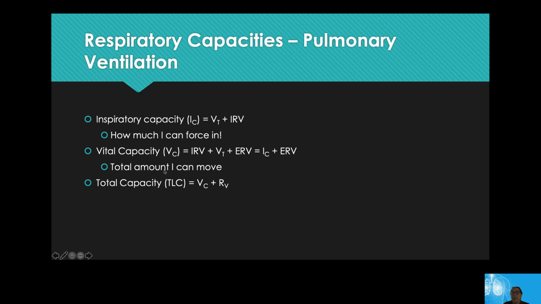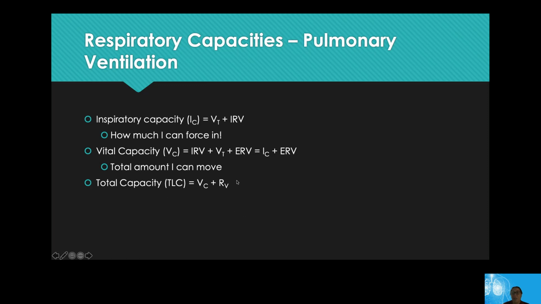Okay, so combining that, we can actually look at an individual's capacity. If you want to force yourself to breathe in as much as you can, you're going to have to breathe in your normal tidal volume plus your inspiratory reserve volume, and that's called your inspiratory capacity. So this is the amount you can make your lungs force in. However, what we like to know about individuals is their vital capacity, and that vital capacity is the total amount of air they can move. This includes inspiration, tidal volume, and expiration.